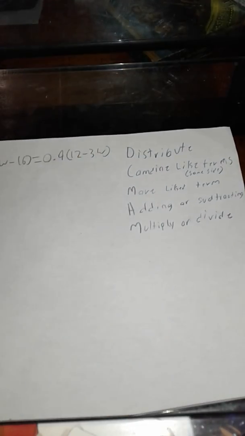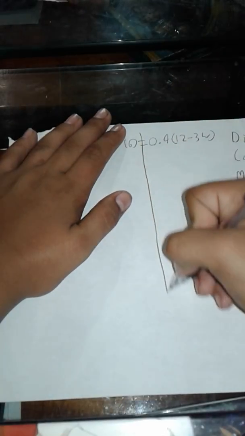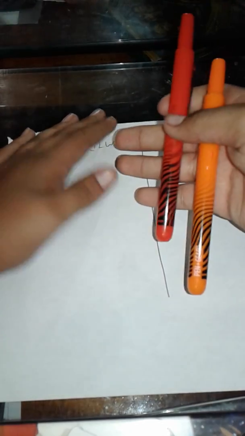So, using this method, I'm going to solve this equation. First, I'm going to draw a line down the middle by the equal sign. Now I'm going to use two different colors so that it makes it easy to keep the sides organized. I'm going to get a calculator.